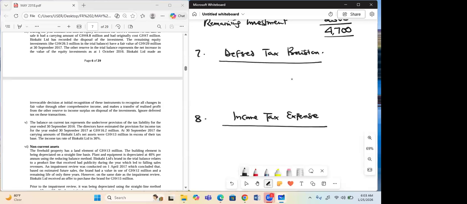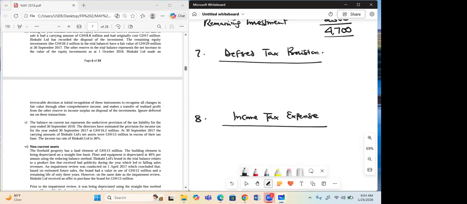The balance on current tax represents under or over provision of tax liability for the year. I think I've taught you that when you see income tax in the trial balance, it's an over or under provision, right? Yes, sir. That's what the question is explaining for you. The directors estimated the provision for income tax for the year ended 30th September 2017 at 16.2 million. But at 30th September 2017, the carrying amount of Binkabi Limited's net assets were 13 million in excess of their tax base. What is this information about?